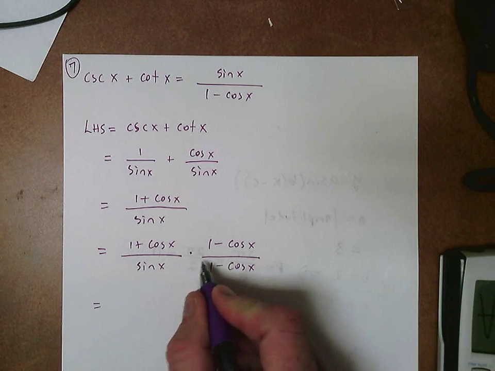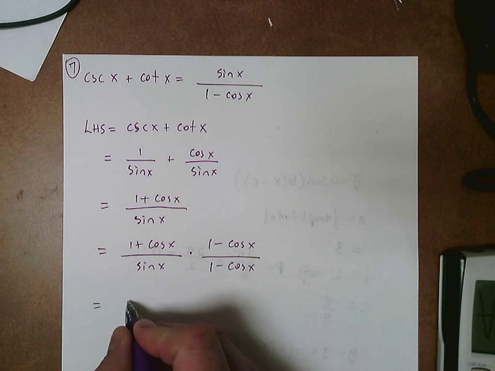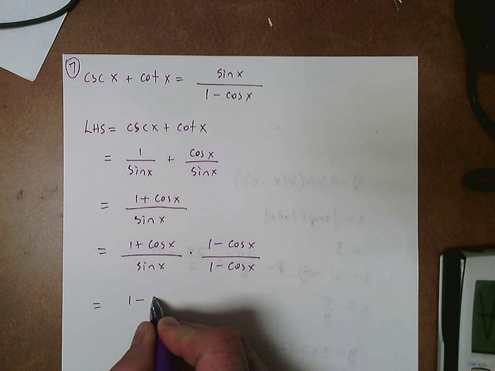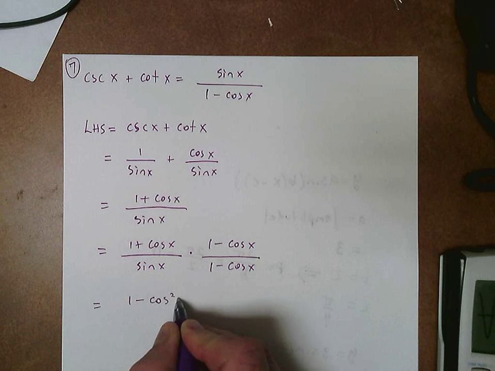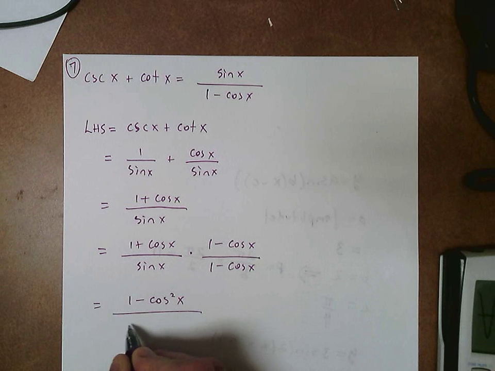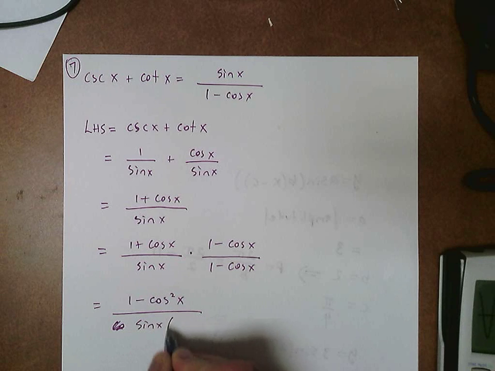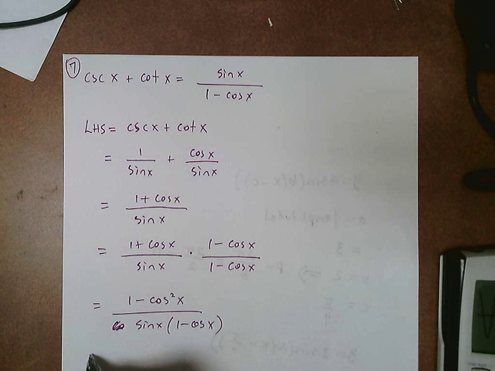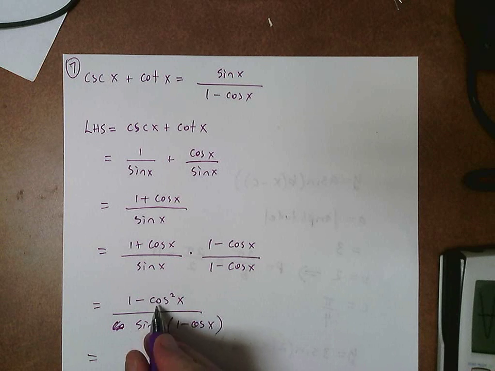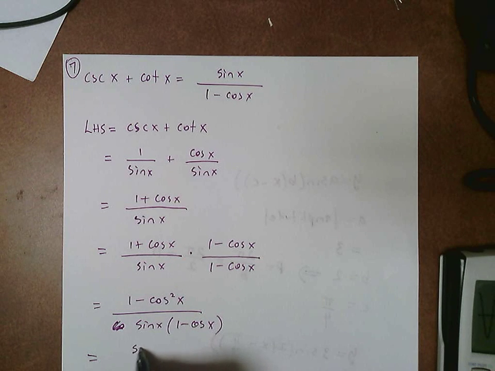And then 1 plus cosine x times 1 minus cosine x, it's the difference of two squares. It's 1 minus cosine squared x. And that is sine x times 1 minus cosine x, and then 1 minus cosine squared x is sine squared x.